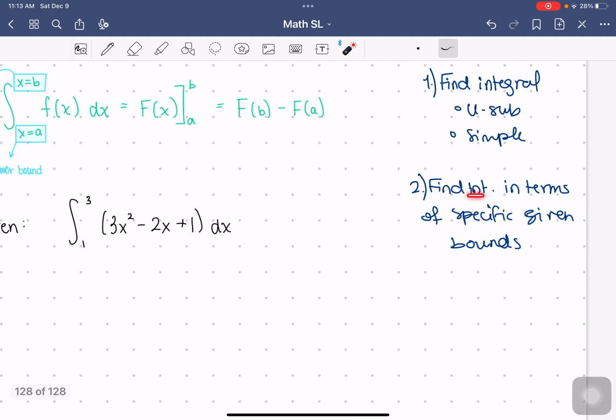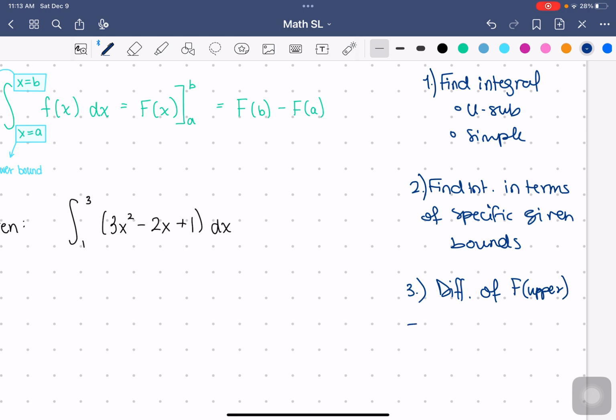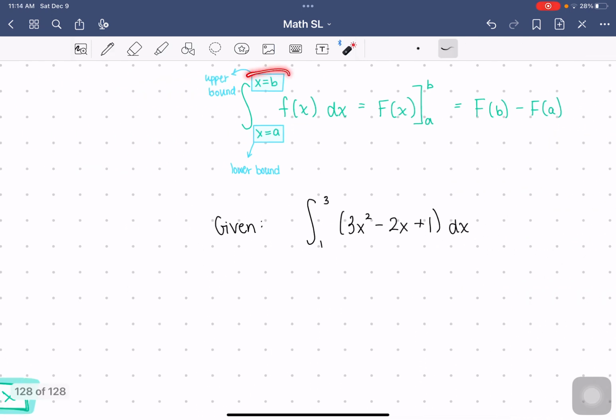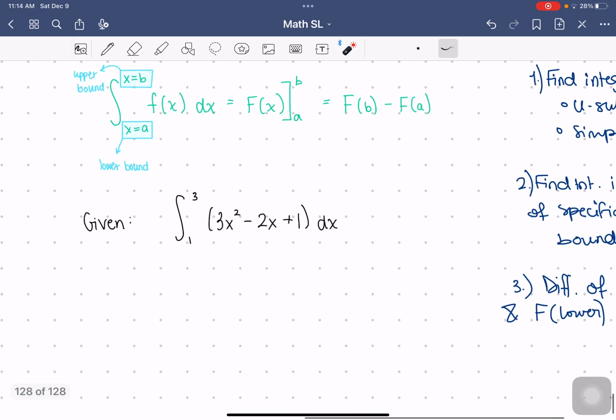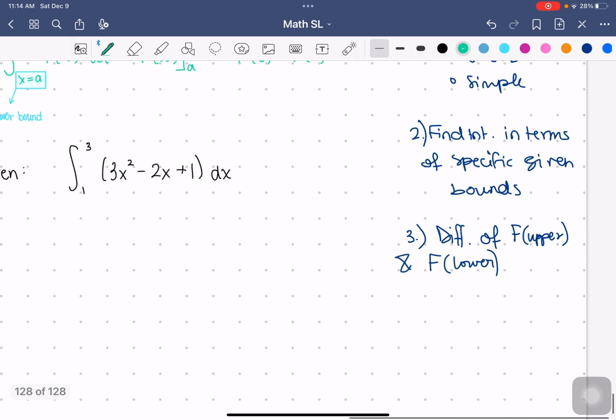So find the integral in terms of the specific bounds, and then take the difference of f of upper minus f of lower. Upper and lower, I mean bounds. So upper minus lower, upper minus lower, upper minus lower. Don't forget, upper minus lower, not lower minus upper. Okay, that better stick in your head. Okay, so that's it. That's your answer. So here you're going to get a number.